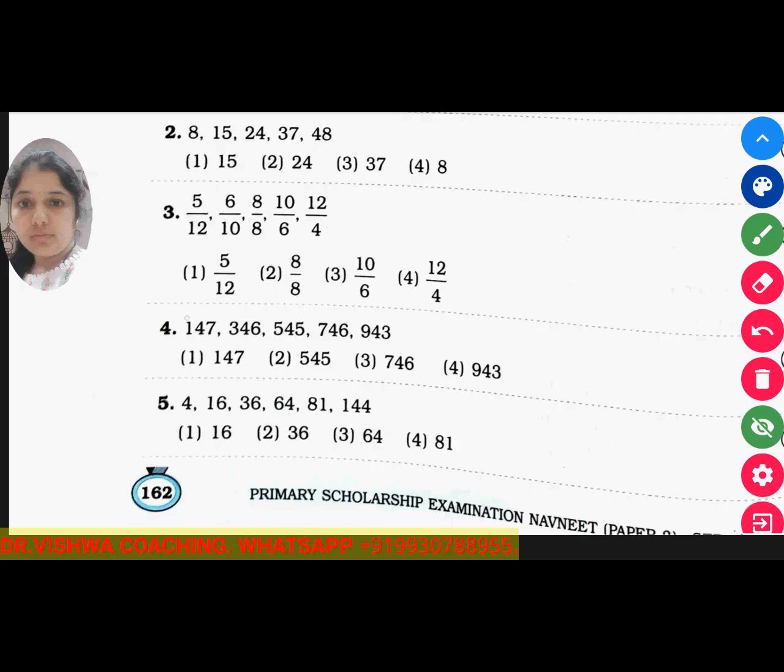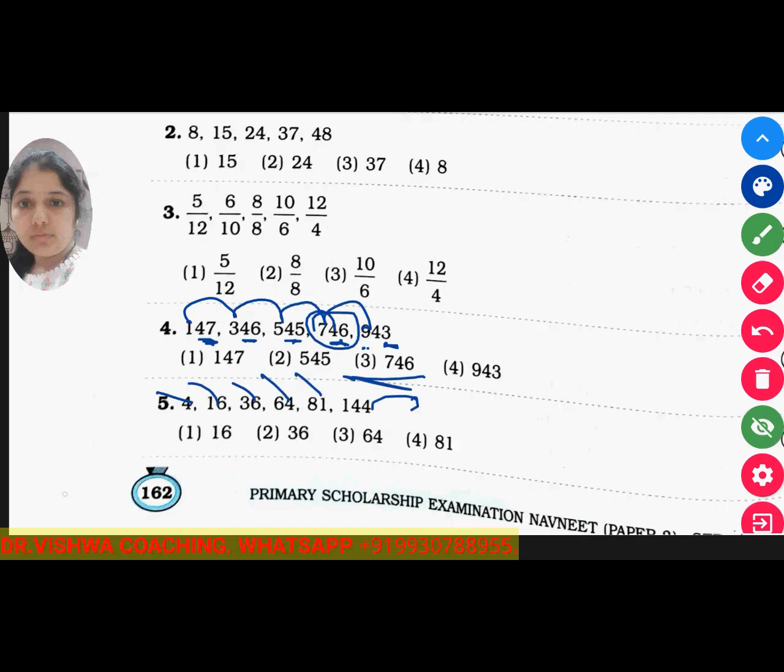Now here again you can see 1, then 3, then 5, then 7, then 9. All are odd numbers, which are the first digit of the number. 47, 46, 45, 44 should be there. They had written 46 and then 43. So 746 is the odd term here. Understood? Okay. Now see 4, 16, 36, 64, 81, 144.